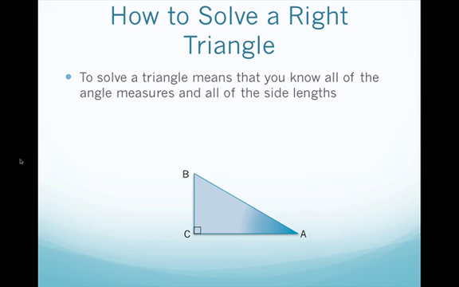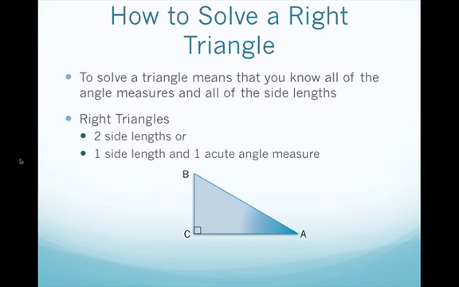So we have the right triangle below, triangle ABC. And in order to solve this, if we have two side lengths, or one side length and one acute angle measure, we can solve the right triangle. We have enough information. So if we take a look at our triangle ABC, if we have any two side lengths, so for example, side length AB and BC, or maybe AB and AC, or lastly, BC and AC, we can use that information and solve for the triangle.